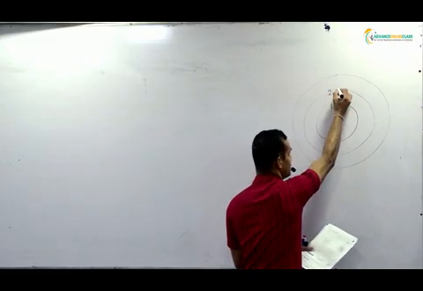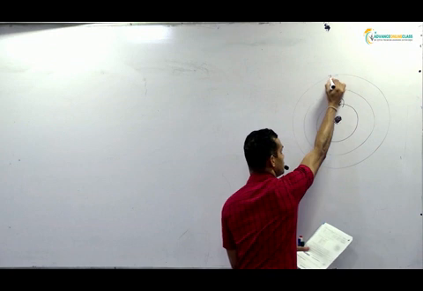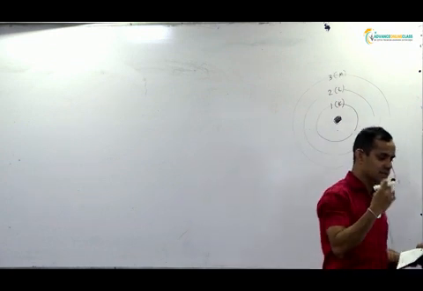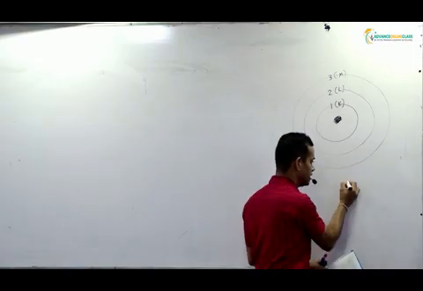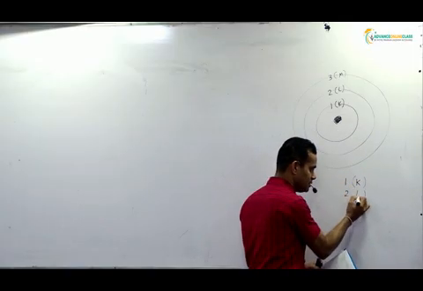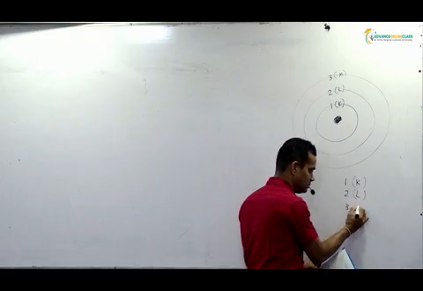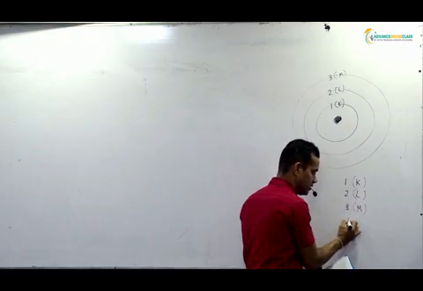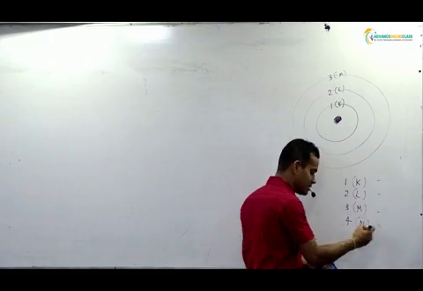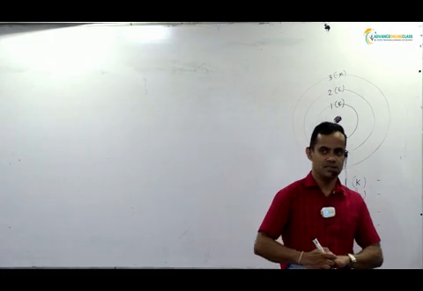The outer one, second energy level, L. Next one, third energy level, M. 1, 2, 3, 4: K, L, M, N energy levels are marked. First energy level closest one, second energy level, fourth energy level N. Now you are going to learn how many electrons can be there maximally in these energy levels.